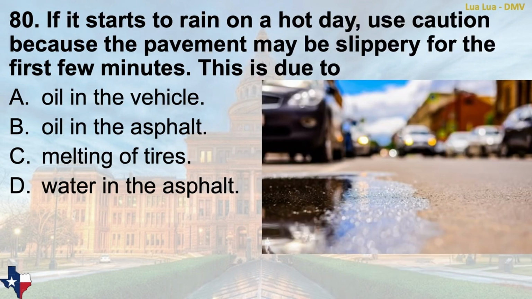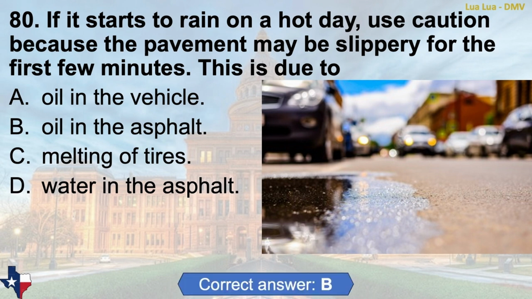Question 80. If it starts to rain on a hot day, use caution because the pavement may be slippery for the first few minutes. This is due to A. Oil in the vehicle. B. Oil in the asphalt. C. Melting of tires. D. Water in the asphalt. The correct answer is B. Oil in the asphalt.